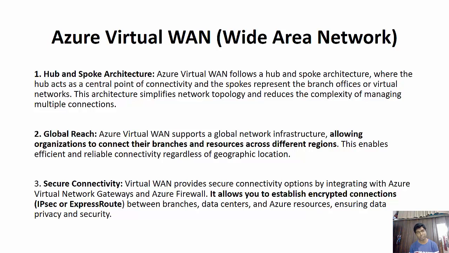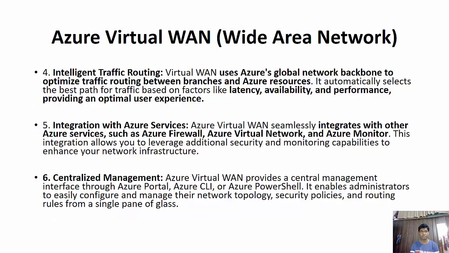Point number 3, secure connectivity. Azure vWAN provides secure connectivity options by integrating with Azure Virtual Network gateways and Azure Firewall. It allows you to establish encrypted connections between the branches, data centers, and Azure resources, ensuring data privacy and security.